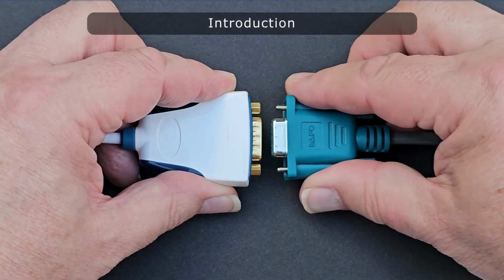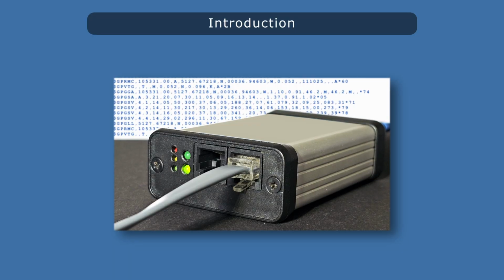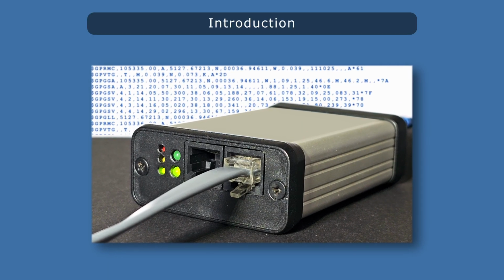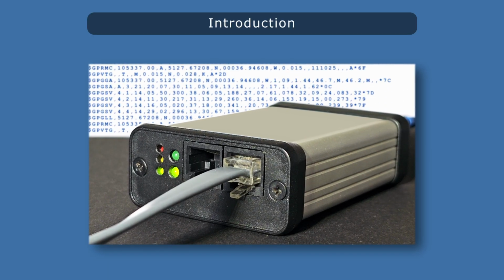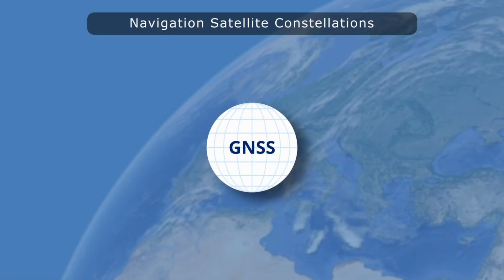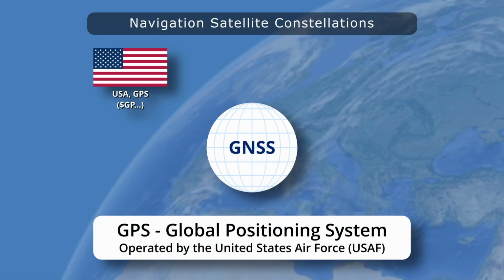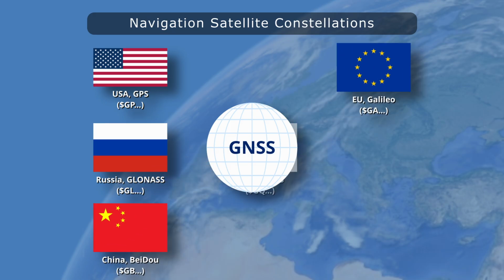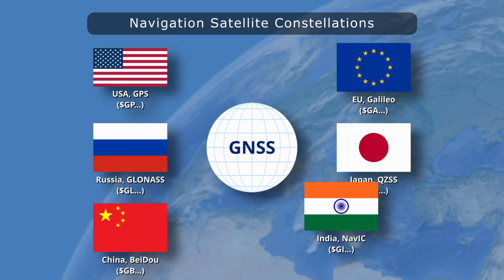I would like to show you how you can successfully log RS232 NMEA sentences from Global Navigation Satellite System receivers. In this video, I will be recording signals from the American Global Positioning System, but exactly the same techniques apply to the satellite navigation systems from Russia, China, the European Union, Japan, and India.